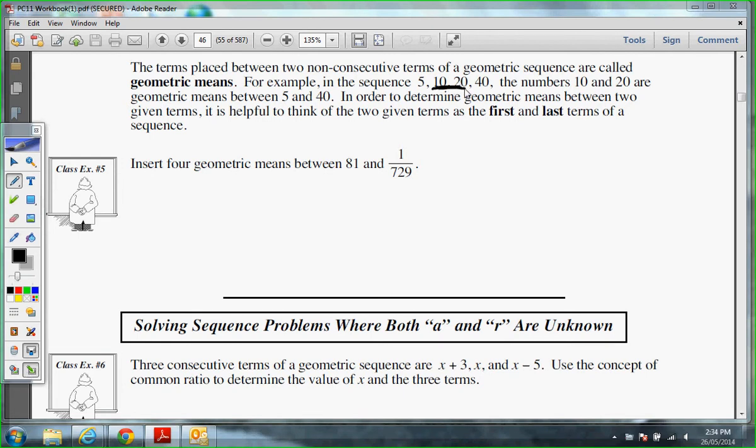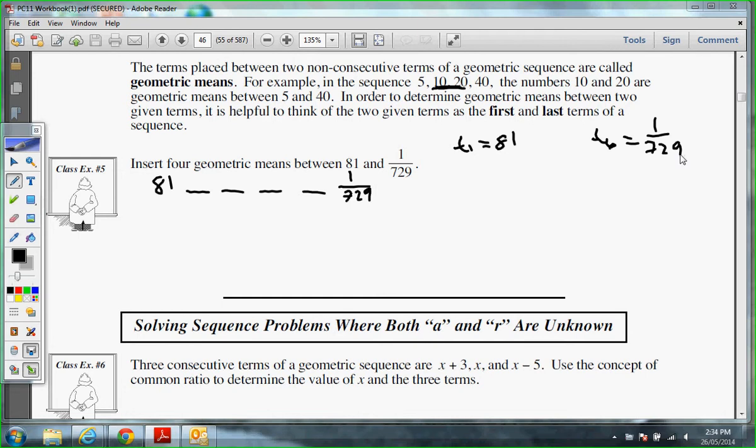In order to determine the geometric means between two given terms, it's helpful to think of the two given terms as the first and last terms of the sequence. So I have 81. It wants 4 in between. 1, 2, 3, 4, then 1 over 729. That's what it's asking me for. I want to think about my T1 as 81 and my T6 as 1 over 729.